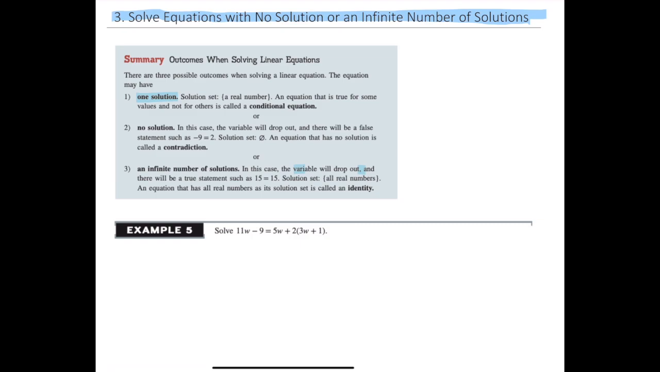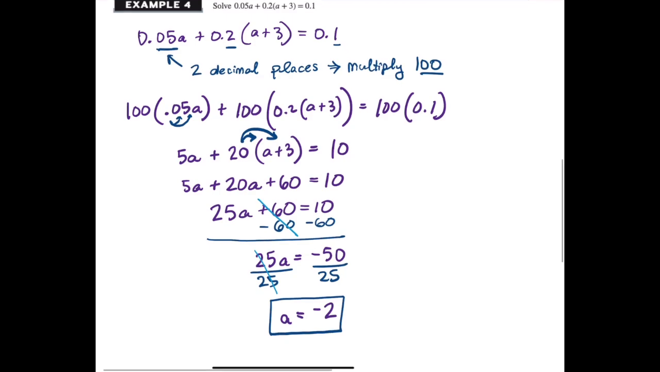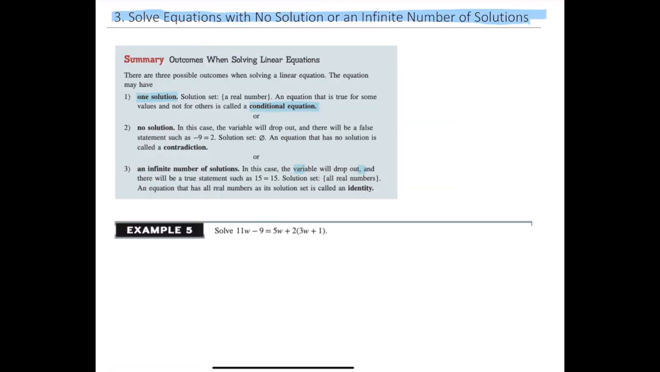It says an equation that is true for some values and not for others is called a conditional equation. It's conditionally true. There's only one number you can plug in. Like in our previous stuff, this is saying that our single solution is negative 2. Negative 2 is the only number that if we plug it in to our original equation, it will produce a true statement. So that's when you have a single solution.